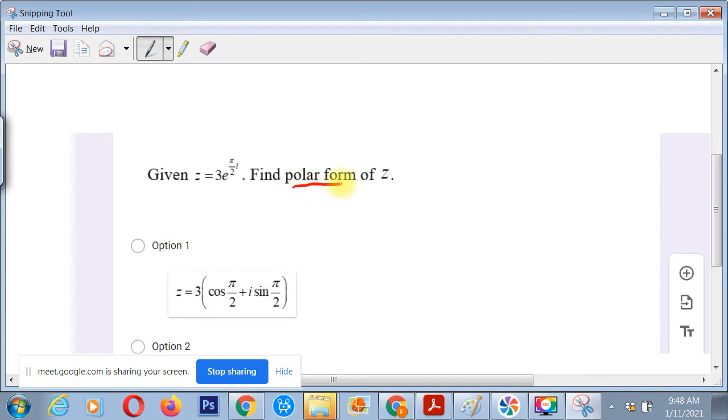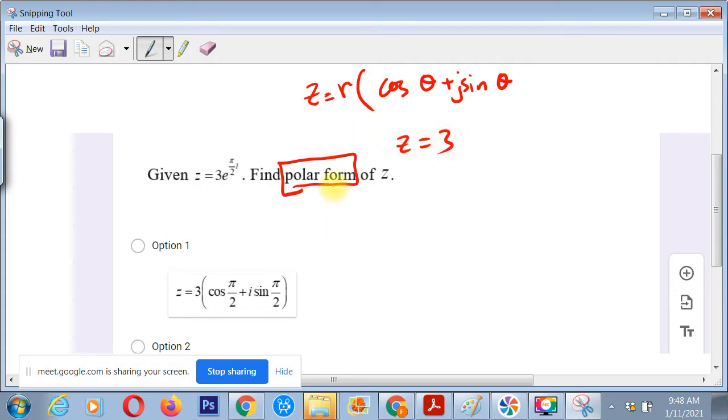The idea is to form into a polar form. So what is polar form? Cos theta plus J sin theta. And then we have R. Okay, so we have R and Z. So here R we already have, but E in radian, so 3. So Z equals to 3. R is 3. Cos pi over 2 plus J sin pi over 2.